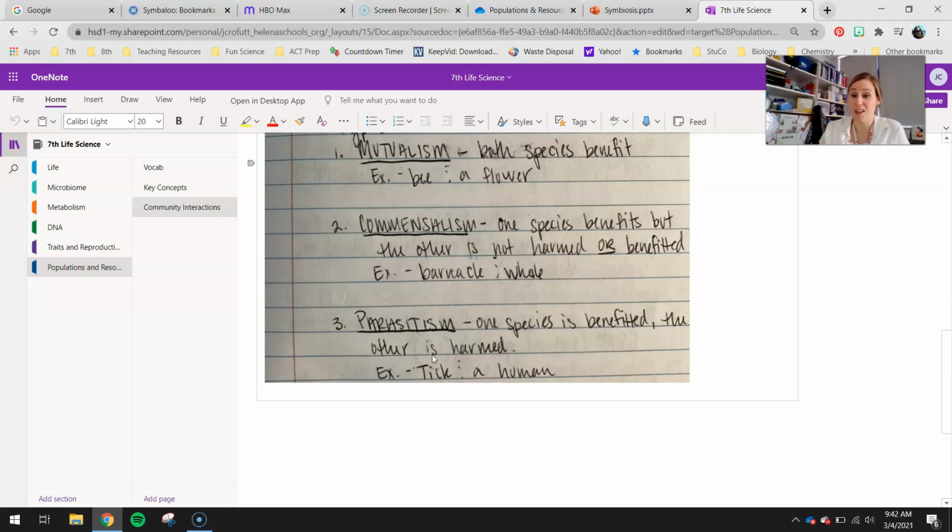So there's a positive interaction for the one species, the tick, whatever the case is. But on the other hand, the other species is generally harmed in some way, whether it's just losing a little bit of blood or it's catching a disease unintentionally from the parasite, whatever the case is.